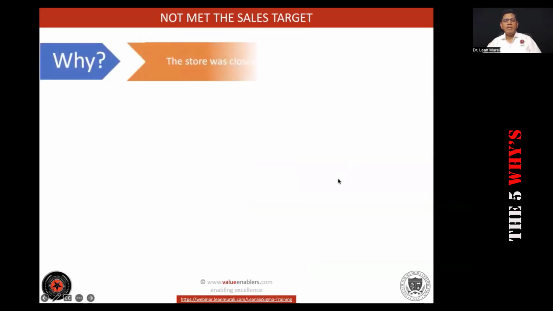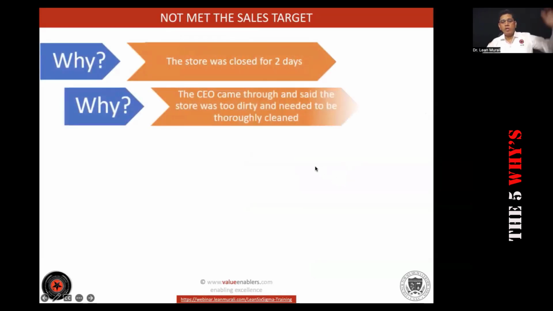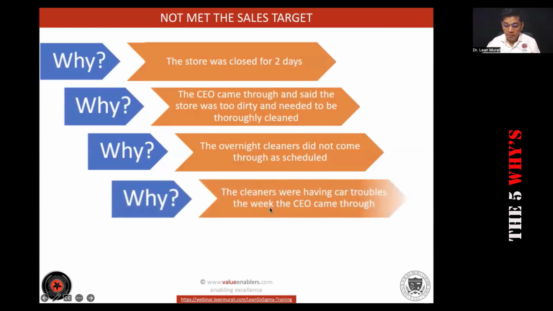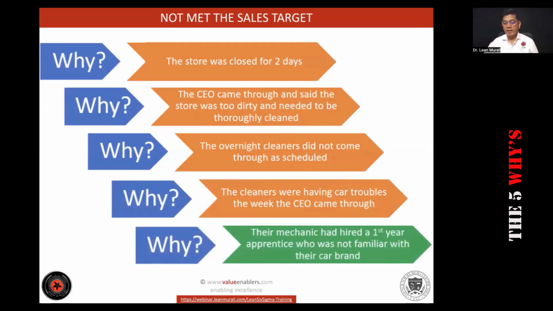Okay, why didn't you meet the sales target? The store was closed for 2 days, so we didn't meet the sales. Why was it closed for 2 days? The new CEO came and said the store was too dirty and needed to be thoroughly cleaned. Okay, don't put the countermeasure as change the CEO. Why was it too dirty? Because the overnight cleaners did not come as scheduled. Why did they not come? They were having car troubles. Why? Their mechanic had hired a first-year apprentice who was not familiar with the car brand.